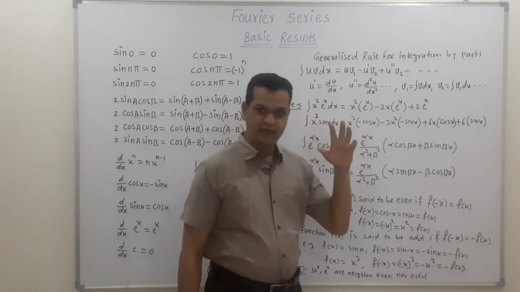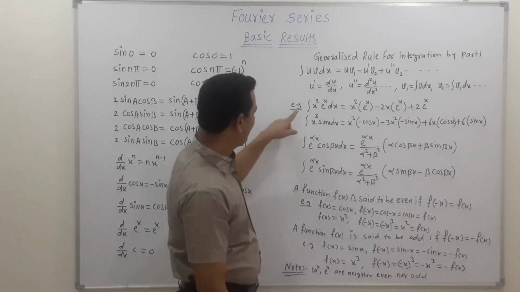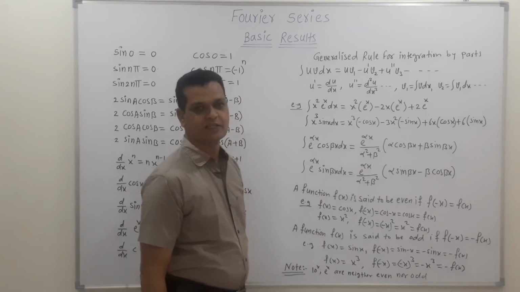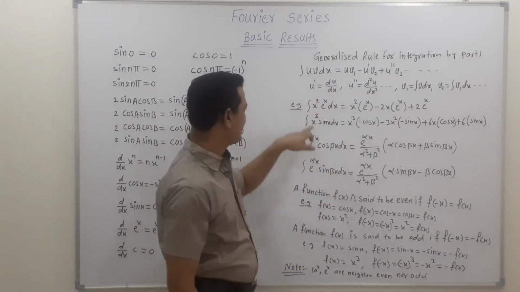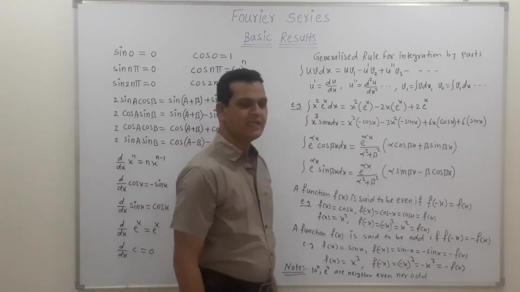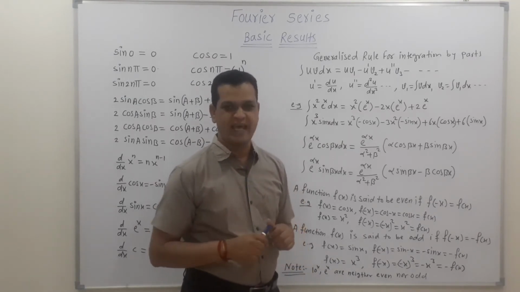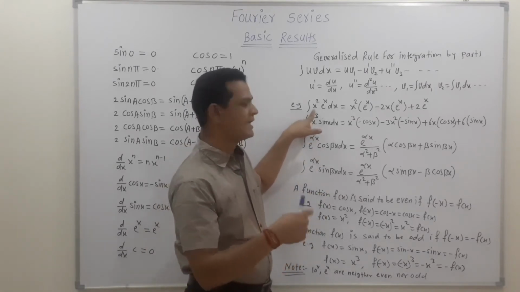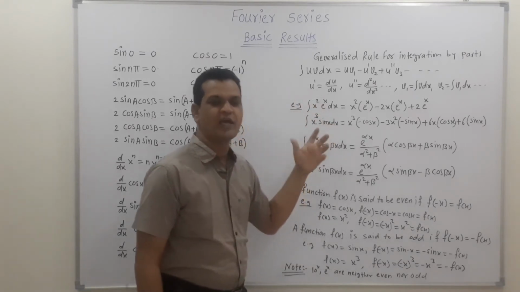Now, for solving each and every example of Fourier series, we require the general rule for integration by parts. So here one example is given: integration of x square e raised to x dx. If we solve this example with the general rule, the value of u is x square and that of v is e raised to x. Choose u in such a way that its derivative vanishes as early as possible. That means we choose u as x square, so after the second derivative it becomes 0. Then choose v, whose derivative may or may not vanish.